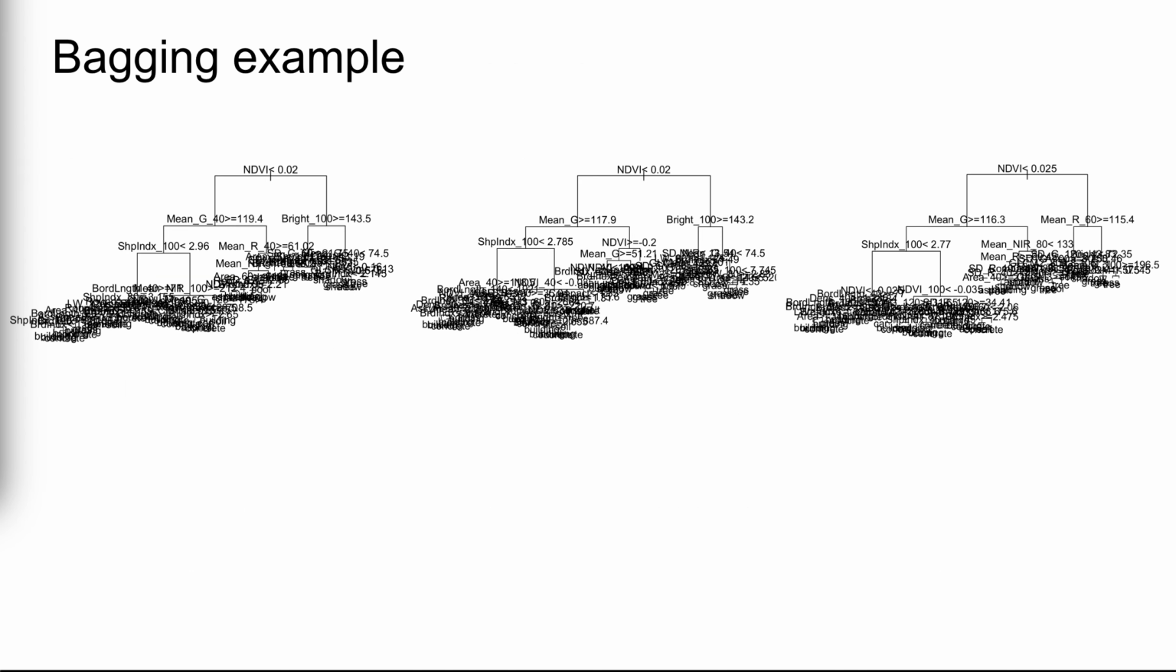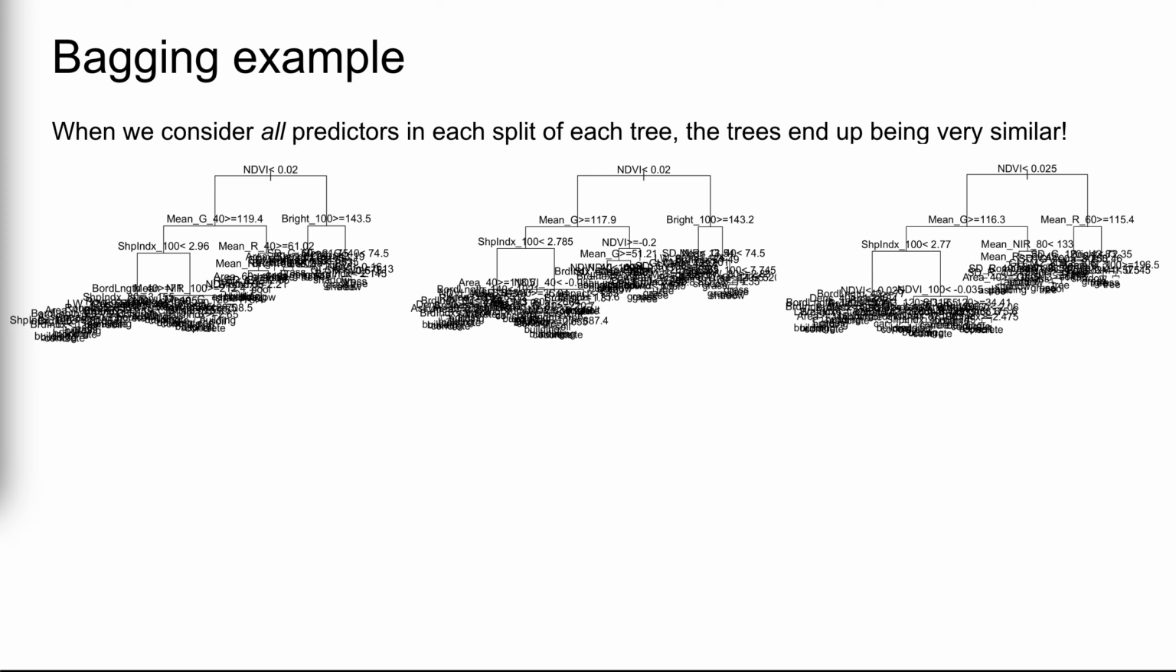First, suppose we build a collection of resample trees using the bagging algorithm. What do you notice about these trees? Well, since this algorithm considers all predictors in each split of each tree, the trees end up being pretty similar. Mainly the same variables or predictors tend to dominate the tree. Here, the first splits are all made using the NDVI predictor, and the next splits are either made using some measure of mean G, brightness, or mean R.